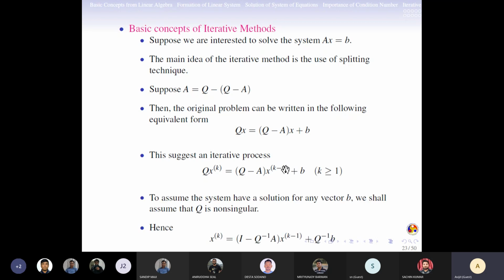And you are assuming the system has a solution, so you have to consider Q to be non-singular. If Q is non-singular, then Q inverse will exist. So if you multiply by Q inverse from the left-hand side, that will give you x^k equals (I minus Q inverse A)x^(k-1) plus Q inverse b. So you can guess from here that the convergence will be governed by the matrix I minus Q inverse A. I am coming to that point in the next slide.